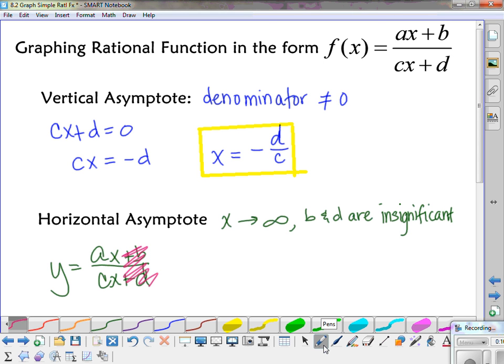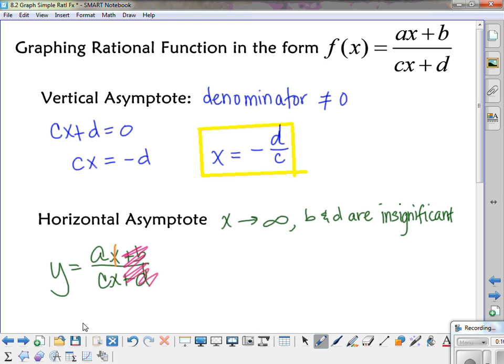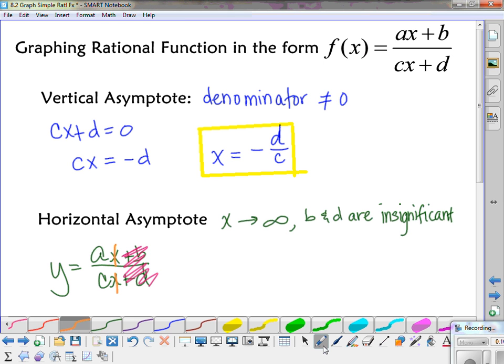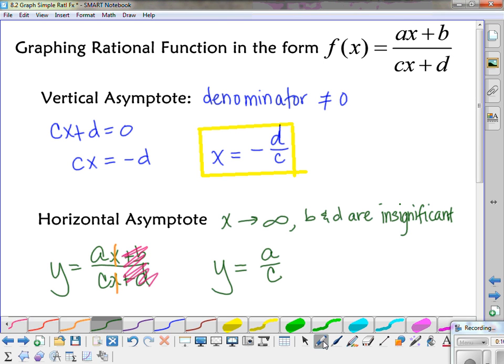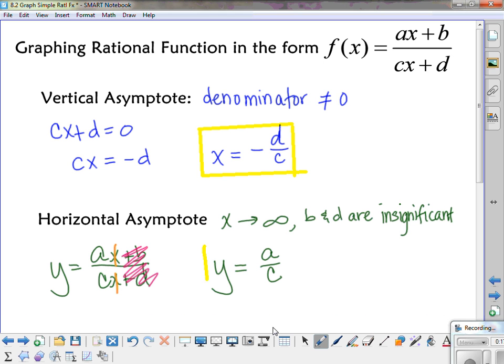If y is ax over cx, what else cancels out? The x's, right? And so finally you're just left with y equals a over c. And that ends up being your horizontal asymptote. So essentially you just look at the coefficients out in front of your x's, and that's going to be your horizontal asymptote, okay?